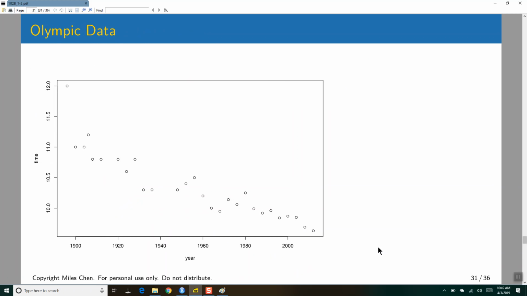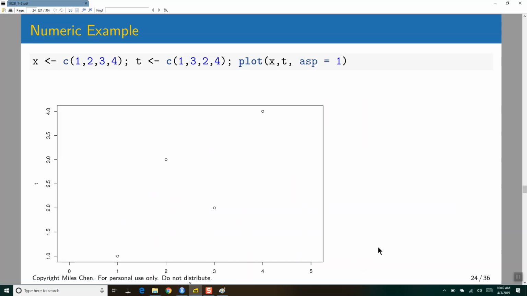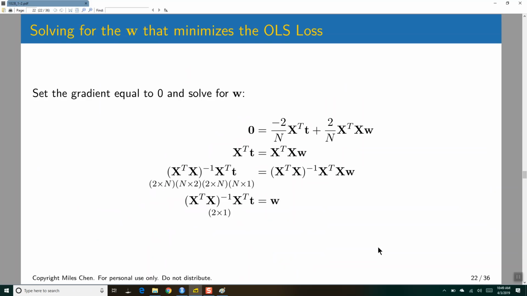So this is all just doing OLS in matrix notation, and again, the idea here is we're just trying to find the values of w that minimize our loss function. So it's still an optimization problem, just now in matrix notation. Okay, we'll end there.